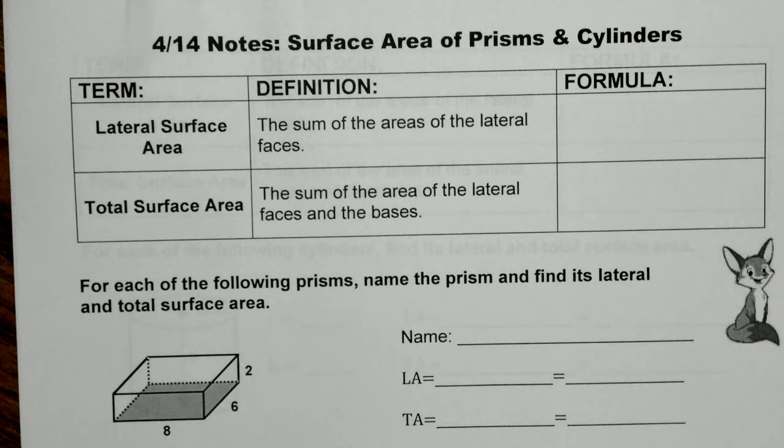We're going to go ahead and talk about surface area of prisms and cylinders. First things first, lateral surface area. That's one of them we're going to talk about. This is going to be the sum of the areas of just the lateral faces. Lateral means side. So we're only finding the sides, not the two bases.